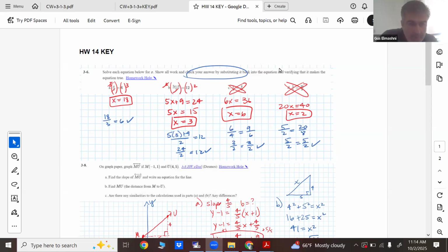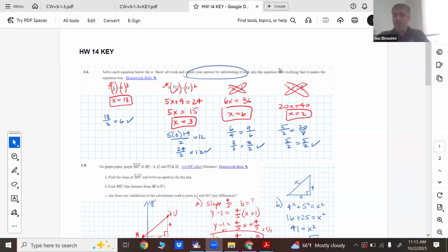So for 3-6a, the denominator is 3. So multiply both sides by 3, you should get 18. Reagan, you have a question? Number 3-9, I don't get. Okay, we'll get there. I'll make sure we spend some time on it.